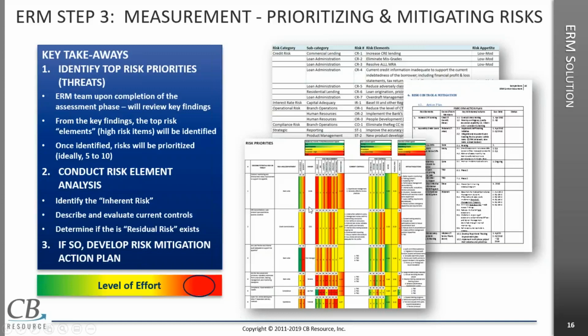Can I identify it from an inherent risk standpoint? Can I measure my controls? And ultimately, is there any residual risk or risk left over? If there is, what am I going to do about it? And that's in this measurement exercise, this top risk analysis.